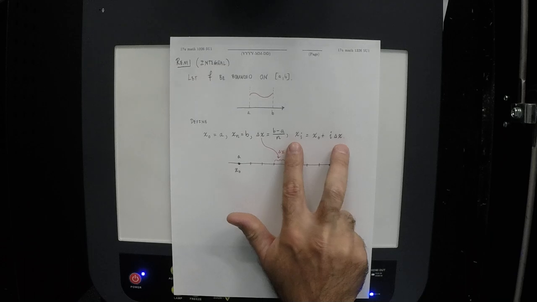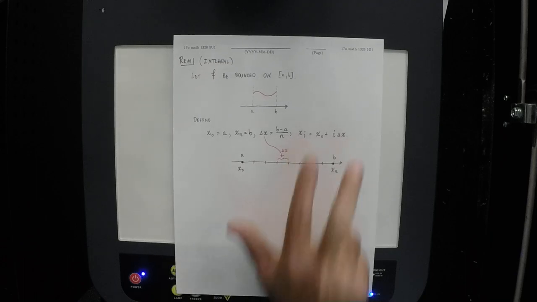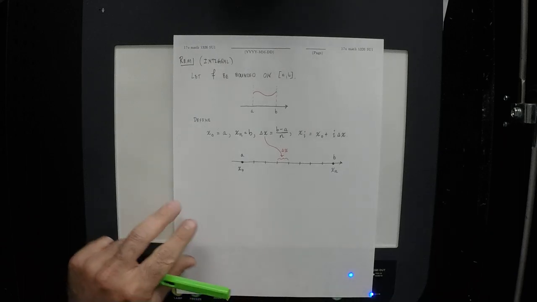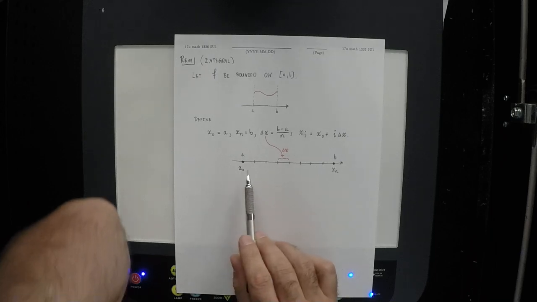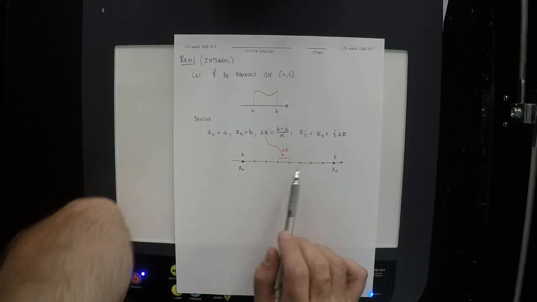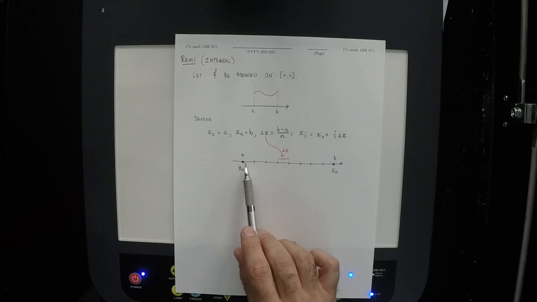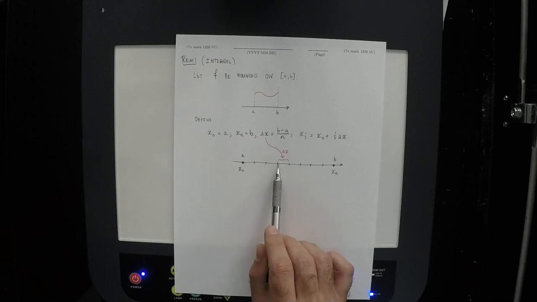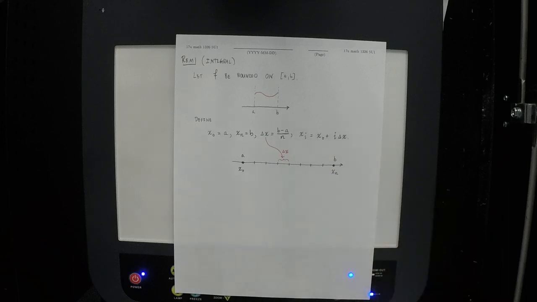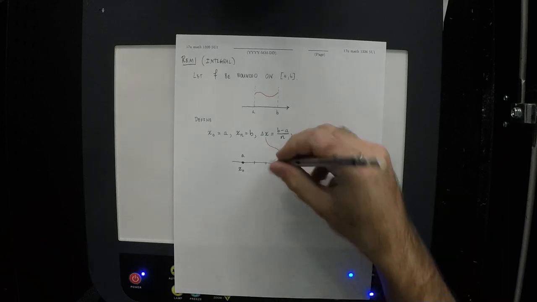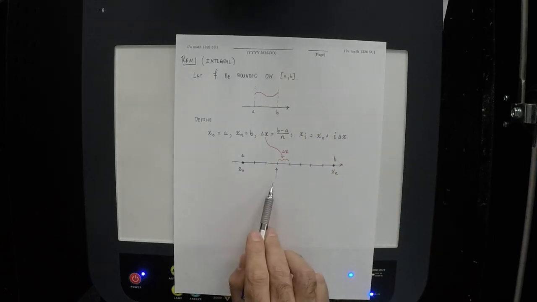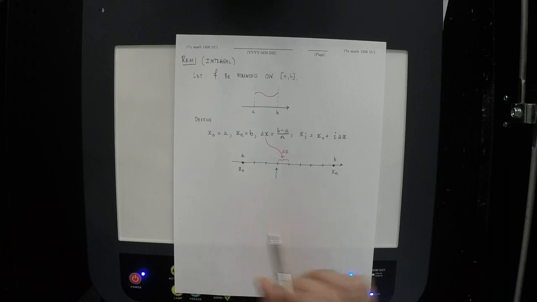Now we need to talk about why this. So we could count here, and I could point to a particular one of these points. This one is x0, and then their names proceed to the right. This is x1, x2, x3, etc., all the way until you get to n. So here, which one am I pointing at? That's x3.